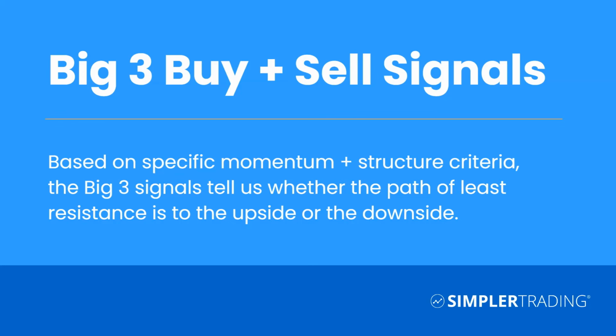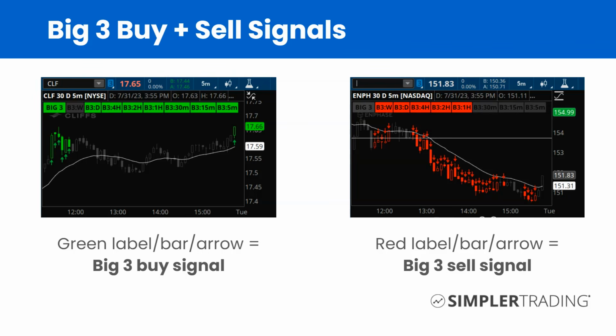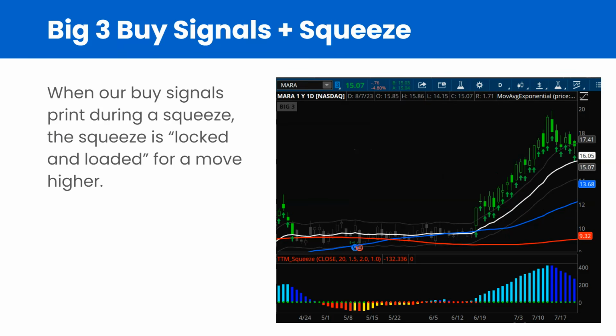So that's where the big 3 buy and the sell signals play a really big role. Based on my momentum criteria, my structure criteria, and a few other things, these tell us whether or not the path of least resistance is to the upside or to the downside. So the green labels, which coincide with the green bar and the green arrow, that's your big 3 buy signal. And the red labels, which of course coincide with the red bar and the red arrow, that's your big 3 sell signal. So what I learned was once we have a squeeze, and then during that compression phase, if the indicator prints a buy or a sell signal, now we can call for timing and direction.